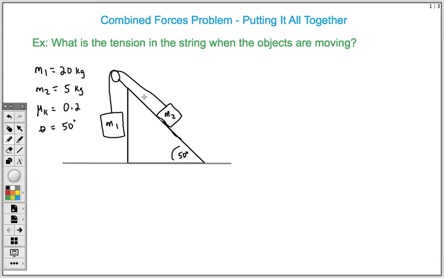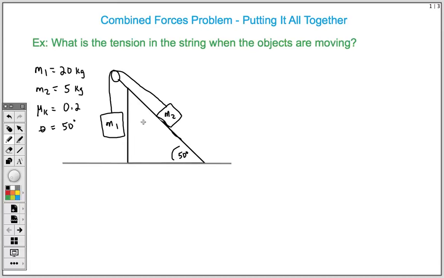So conceptually speaking, mass 1 is 20 kilograms, mass 2 is 5 kilograms. We know that this block is going to be accelerating downwards, and as it's going downwards, this block will be accelerating up the incline. We know that because they are interacting objects, their accelerations are going to be the same. So we will try to use that to our advantage as well.